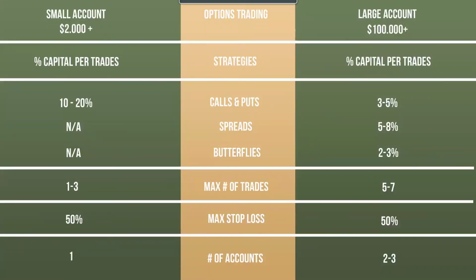All right, so here's another good example. This is another nice little chart that we made here. This is a small account. This is options trading, and this is a large account. So here's a little comparison. These are the different types of strategies that we could use, right? And the percent of capital per trade.